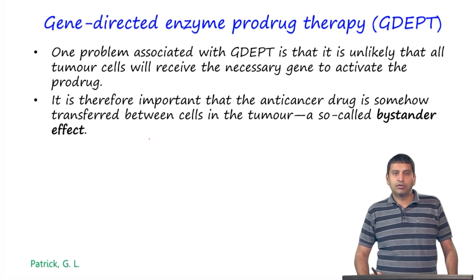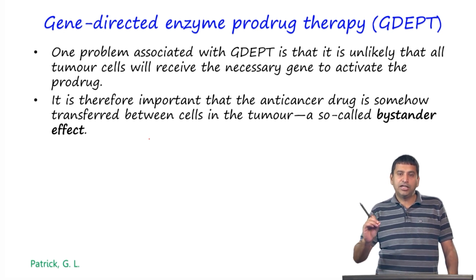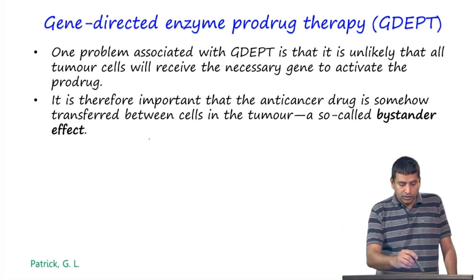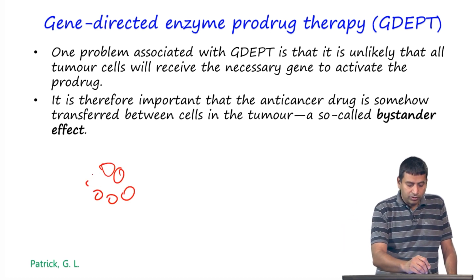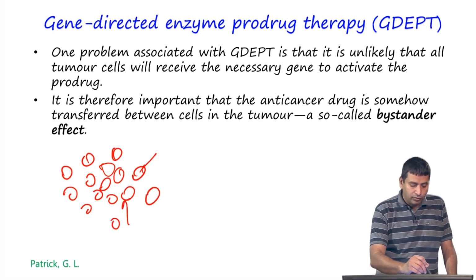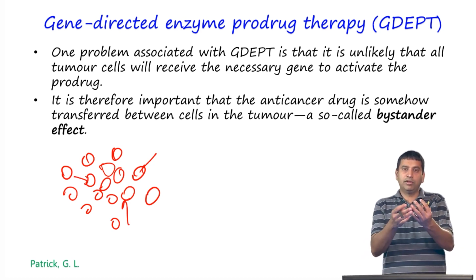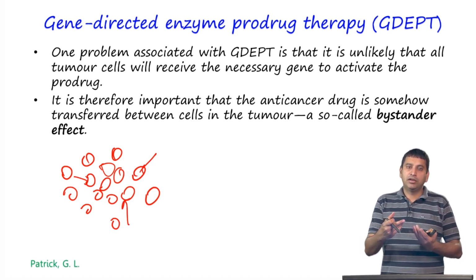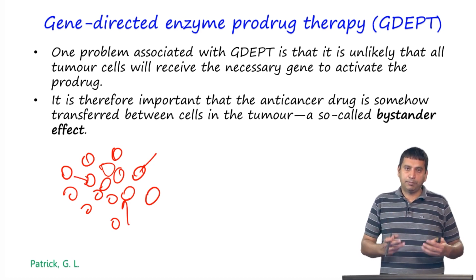Of course, one problem associated with GDEPT is that it is unlikely that all the tumor cells will receive the necessary gene to activate the prodrug. So, let us say you have a tumor such as this which has a number of these cells, right. Let us say you are able to deliver it only to a few of these cells. So, only a few of them are going to produce the enzyme, right.